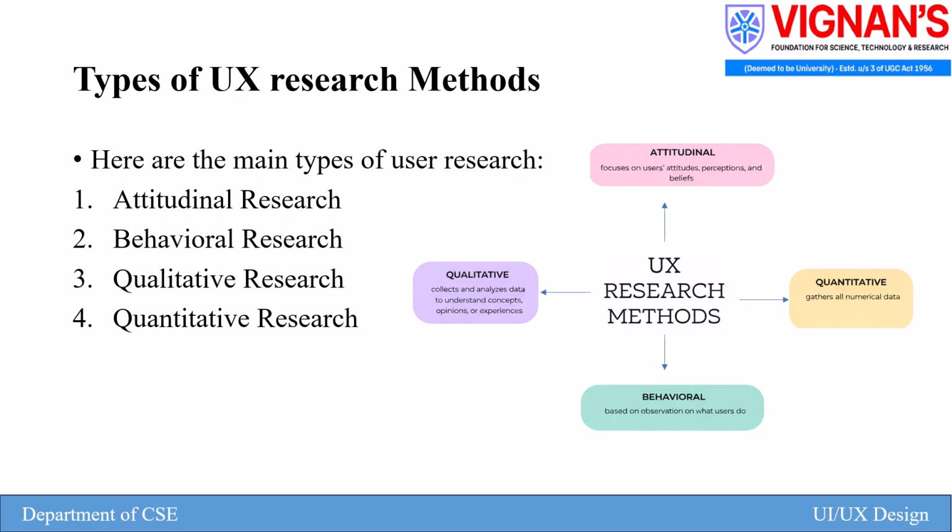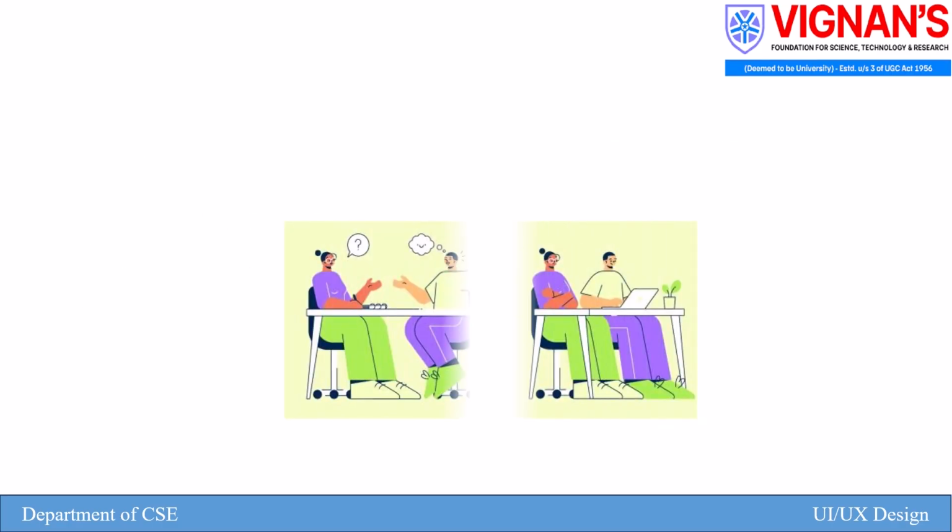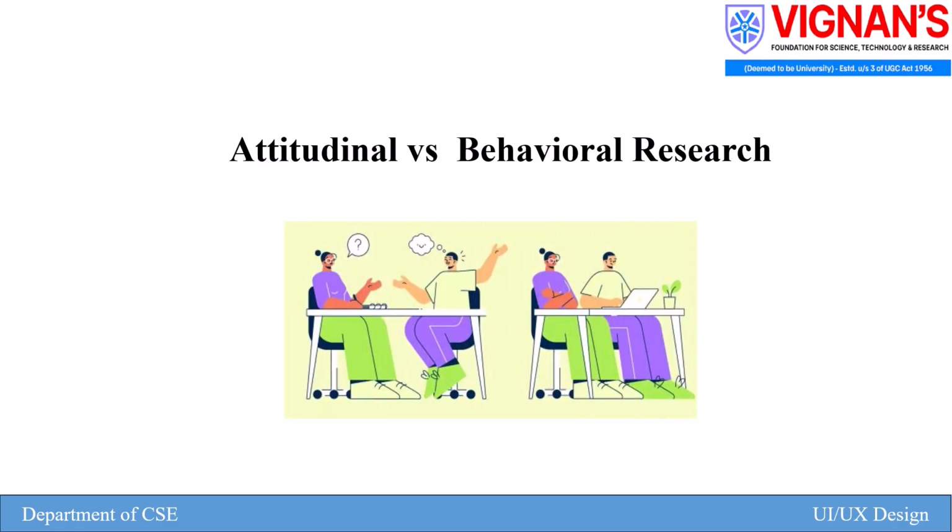Here, attitudinal and behavioral research focus on what? Like what users say and what users do. Whereas qualitative and quantitative research focus on how. Like how the data is collected, non-numerical or numerical. Attitudinal research versus behavioral research.